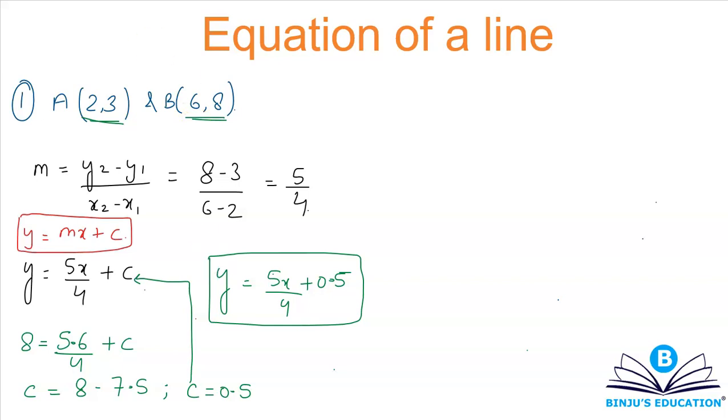Second possible scenario is, slope of the line is given to you and one point through which the line is passing is given to you. So our line has slope 1 by 2 and it's passing through point P (2, 6). The slope is 1 by 2. Then I can say that y is equal to 1 by 2x plus c.